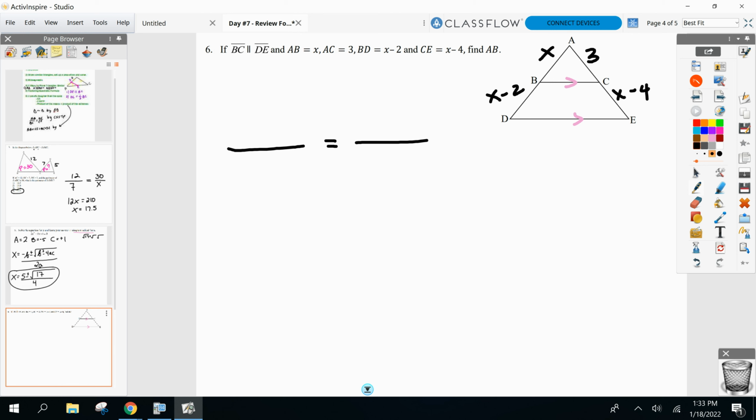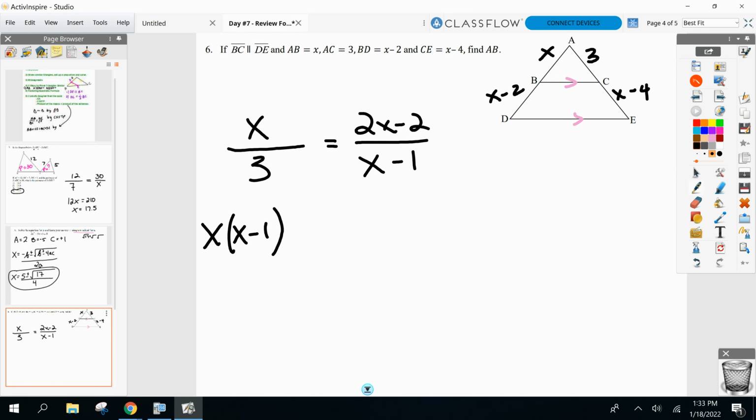All right, let me build mine real quick. Don't worry if it doesn't match mine, but ready? Are you cross multiplying X and X minus 1? And are you cross multiplying X and 3 and 2X minus 2? I don't care how you set it up. That's what we should be cross multiplying. Always keep in mind, you should never cross multiply sides from the same triangle. Never.